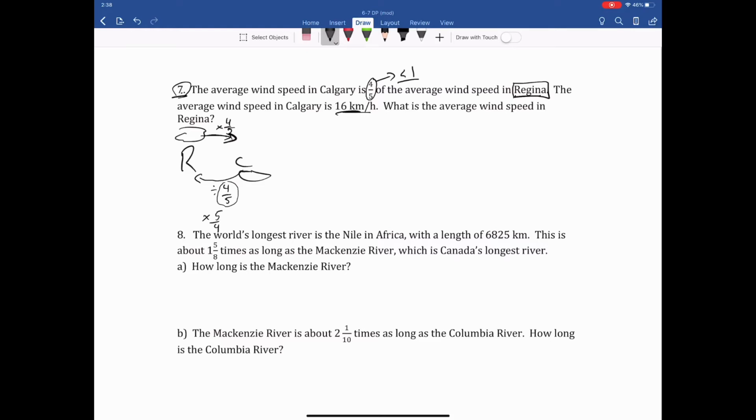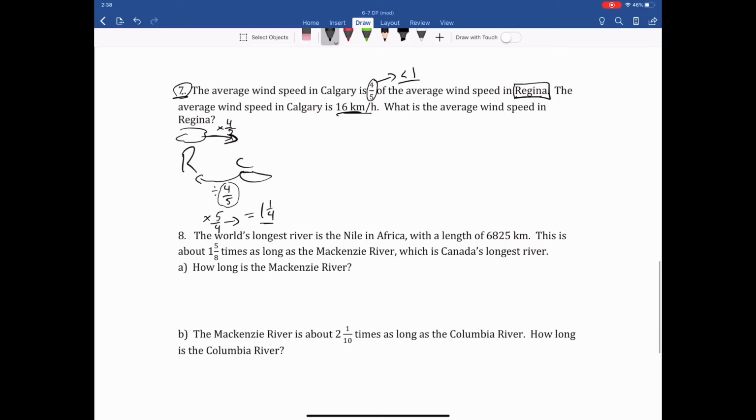And notice now that this is greater than 1. So this actually equals 1 and 1/4. So I'm now multiplying by something that's greater than 1, so I end up with a larger number here. And that makes sense because Regina has the higher wind speed, or the higher average wind speed.